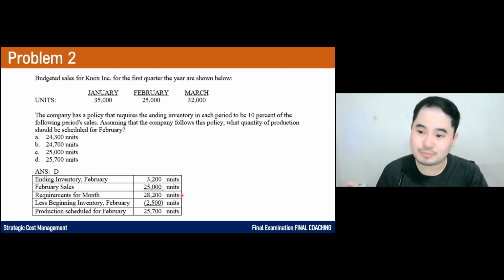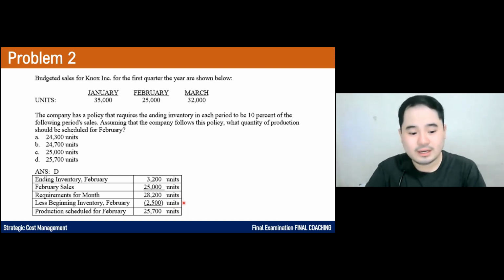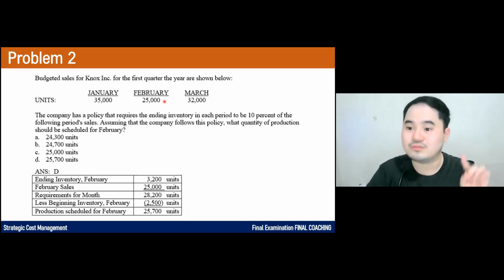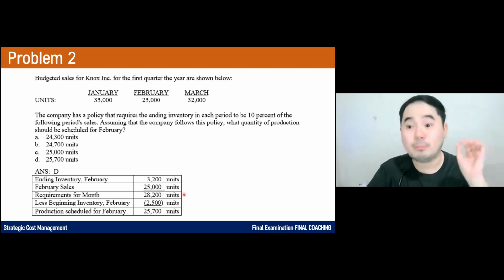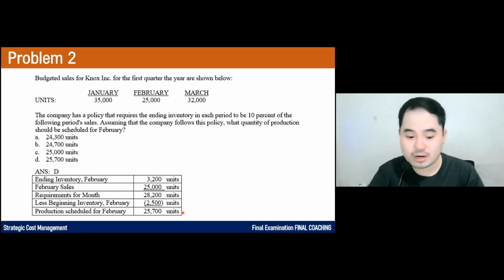Kaso meron kang i-consider na beginning inventory na, meron pa pala ako nito. Kaya ito lang ang ipoproduce ko. Saan nakuha tong 2,500? Okay. The beginning inventory for February is actually the ending inventory for January naman, no? So kung ending inventory ng January, ano 'yon? February sales na 10%. So yun yung beginning inventory ng February, ending inventory ng January, okay? Which is 25,000 times 10%, 2,500 units, okay? So parang ang dating, if I need to produce 28,200 pero meron pa pala akong 2,500 units, then the number of units I need to produce for February is only 25,700, which is letter D.